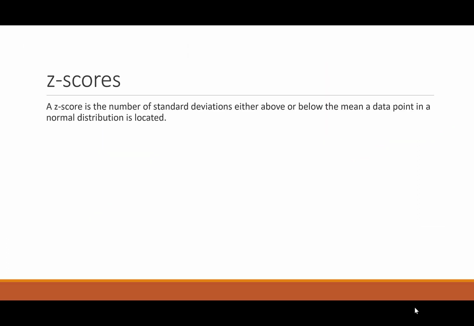So we really want to start with the definition of, well, what is a z-score? A z-score is the number of standard deviations either above or below the mean a data point in the distribution is located. So keyword there is location. We're looking at where is our data point. Is it to the right of our mean? Is it to the left of the mean? Is it in the tail region? So how far away is it? So is it a very unusual score or is it a score that we would expect to get?